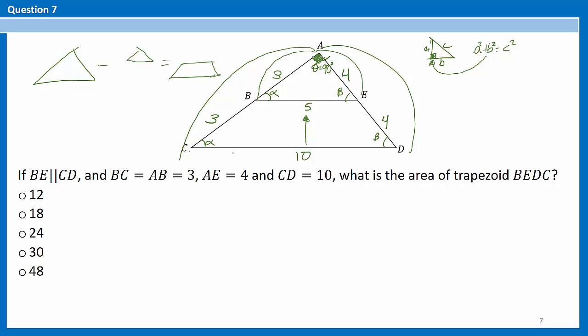So the area would be, since this is 90 degrees, I can take one side as base and one side as height. That would be 6 times 8 divided by 2 minus 3 times 4 divided by 2, and that would be 24 minus 6, and that is 18. So letter B.